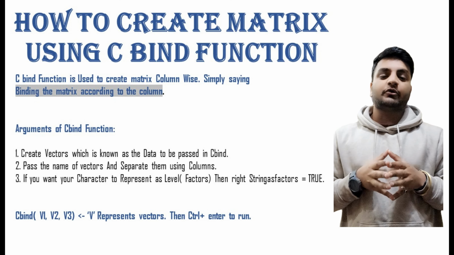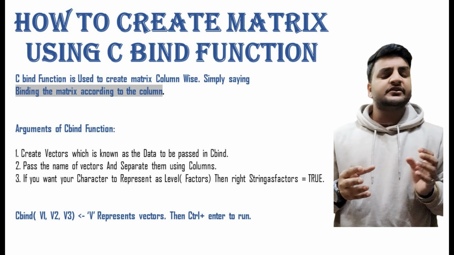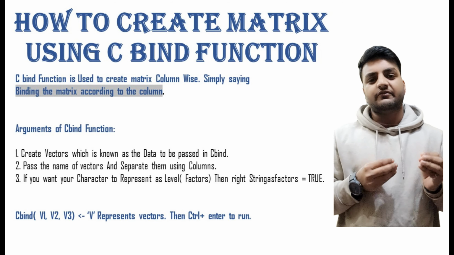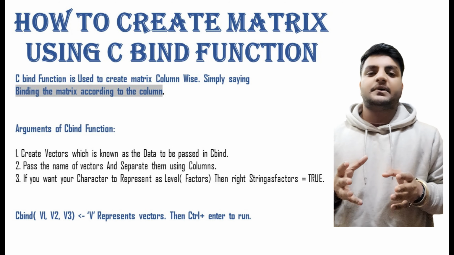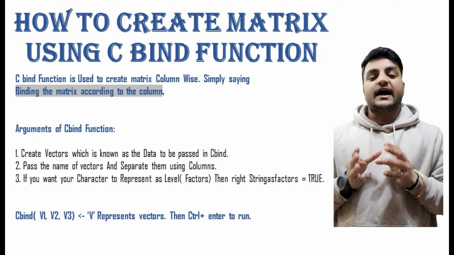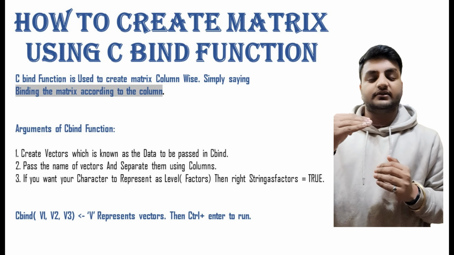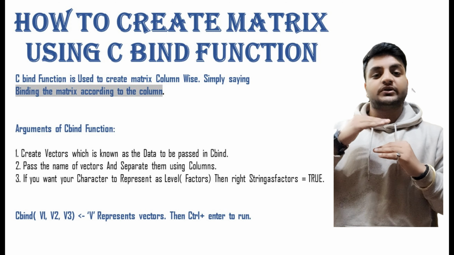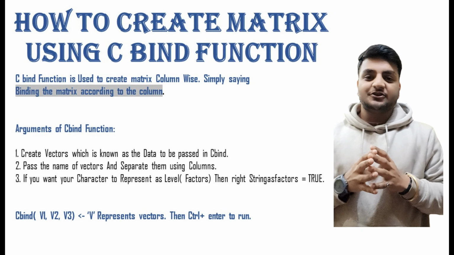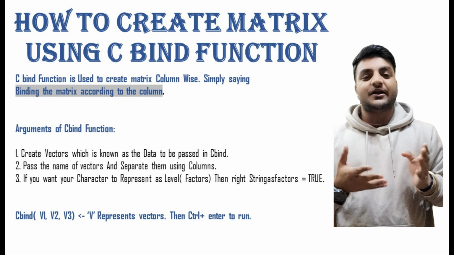In this tutorial, we are going to look at the cbind function to create a matrix. The cbind function is not very different from rbind. It has the same parentheses, but the only difference is that the rbind function binds with rows. It prioritizes creating the first row, then the second row, then the third row. But the cbind function prioritizes making columns: the first column, the second column, and the third column.